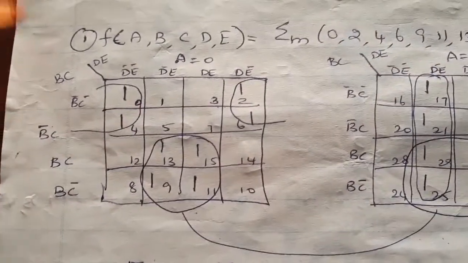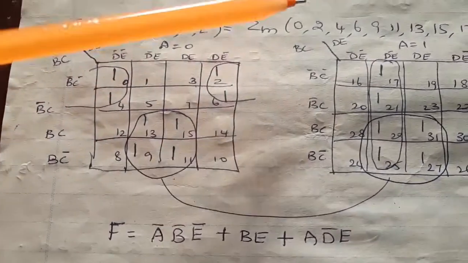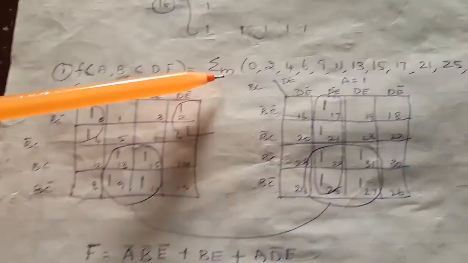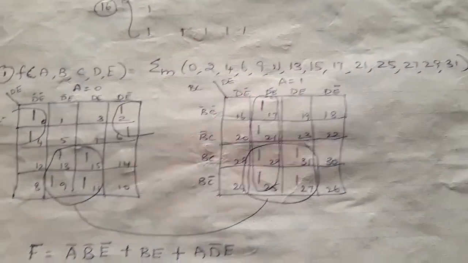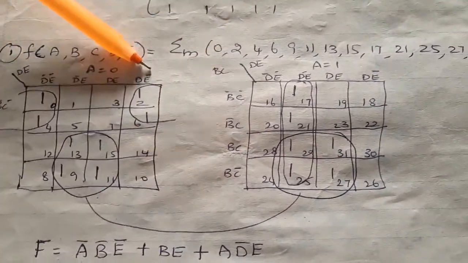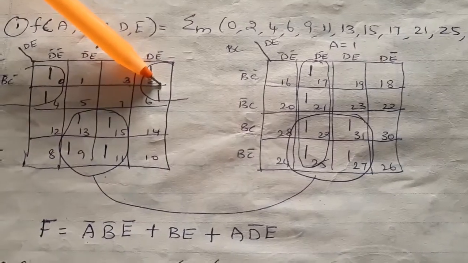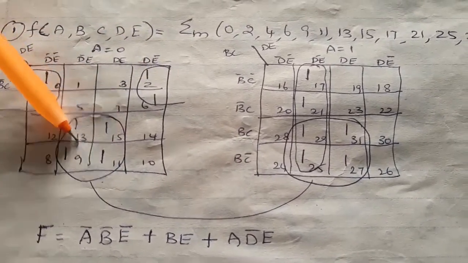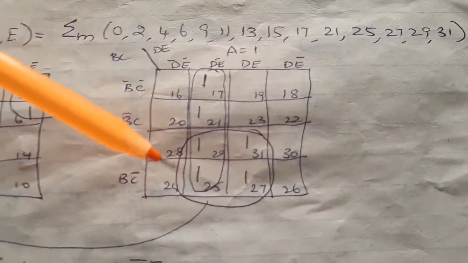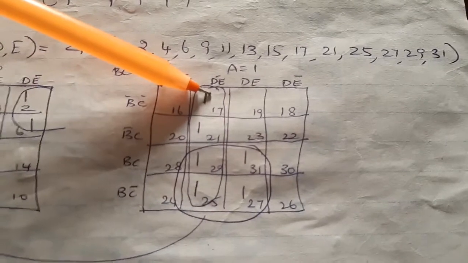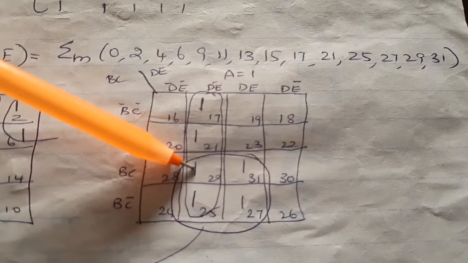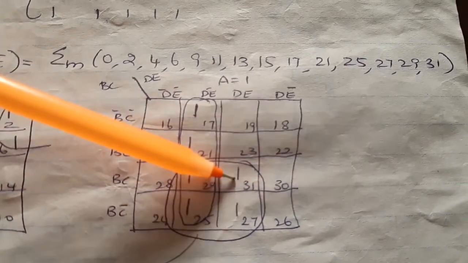Now I have taken a problem, a sigma minterm, so it is the SOP method. Wherever you have these numbers, you mark it as 1. All others will be 0. So 0 is 1, 2 is 1, 4 is 1, 6 is 1. Then 9, 11, 13, 15 are 1. Similarly from 17 onwards, the second box starts: 17 is 1, 21 is 1, 25 is 1, 29 is 1, 27 is 1, 31 is 1.